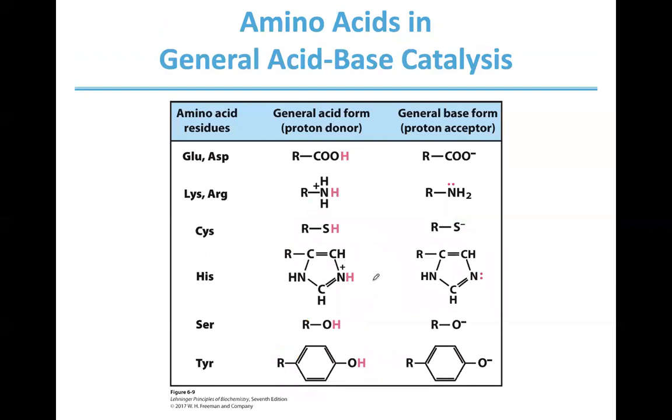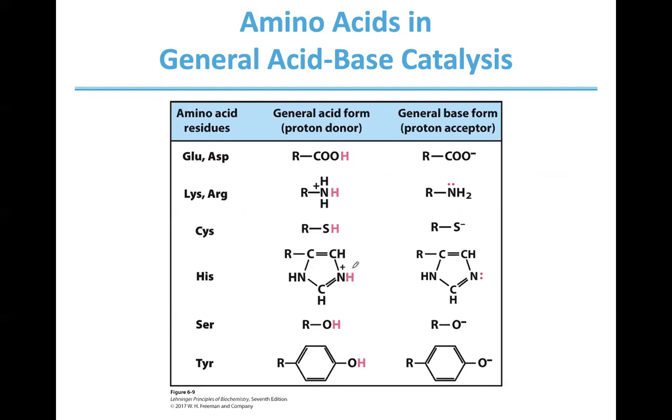And what kind of amino acids? So you already know from the 20 amino acids, carboxylic acids, glutamate, aspartate, that they have protons that can participate in such reactions. So these will protonate the substrate. Their conjugate bases will deprotonate the substrates. Lysine, arginine. So here you have protonated nitrogen. So this will protonate the substrate. This will deprotonate the substrate. Cysteine. Now imidazole of histidine.